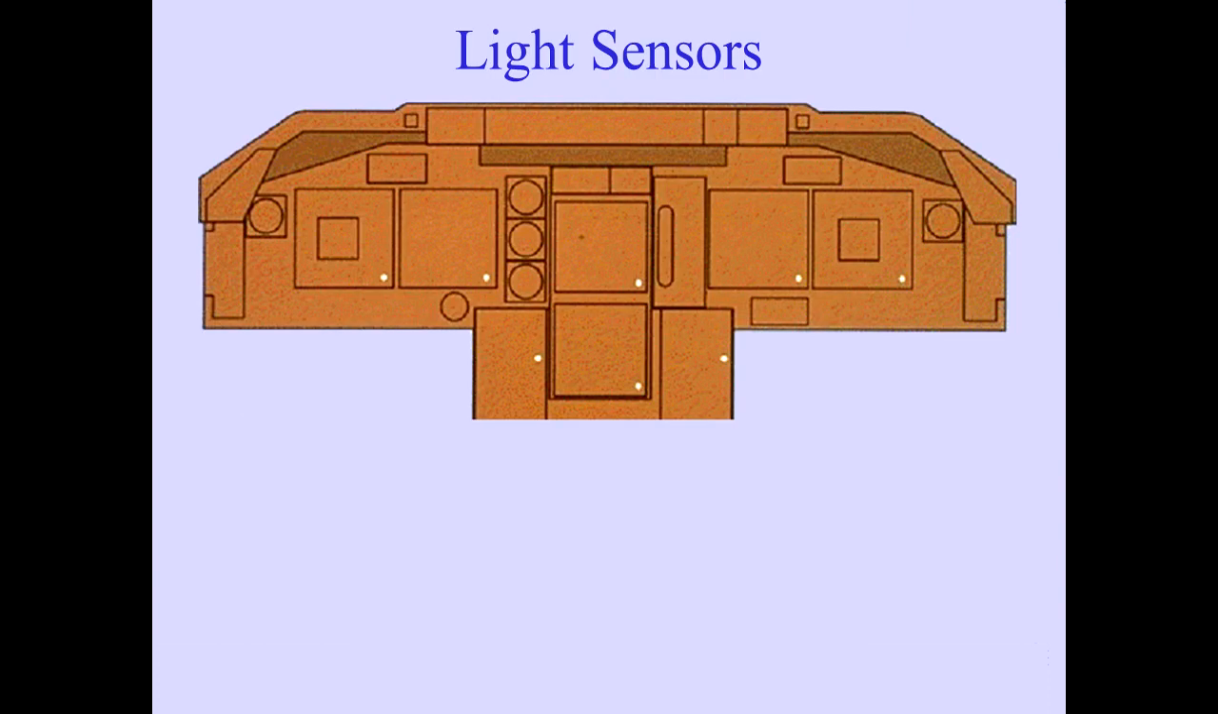Light sensors located on the lower right corner of each CRT and a remote light sensor located above the glare shield provide automatic control of brightness of each CRT as ambient light conditions change.